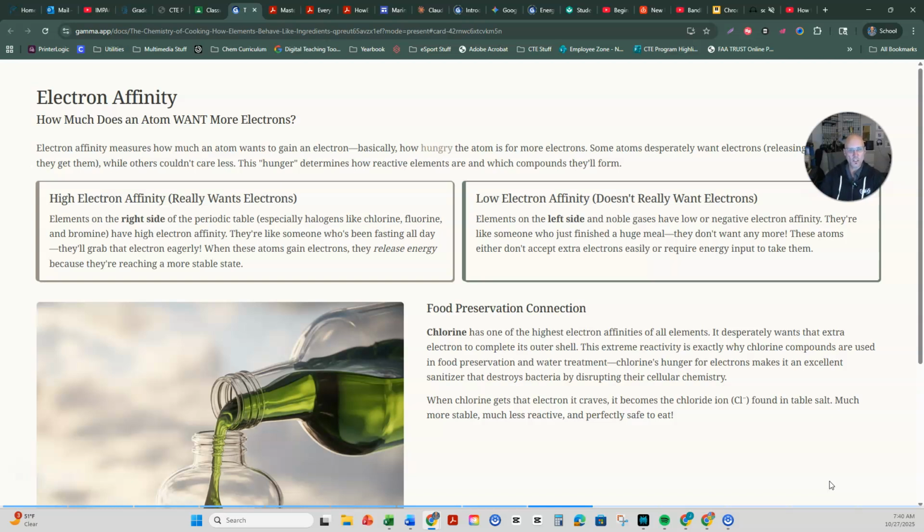Low electron affinity, they don't really want electrons, and those are elements on the left side, and noble gases have low or negative electron affinity. They're like someone who just finished a huge meal. They don't want any more. These atoms either don't accept extra electrons easily or require energy input to take them.